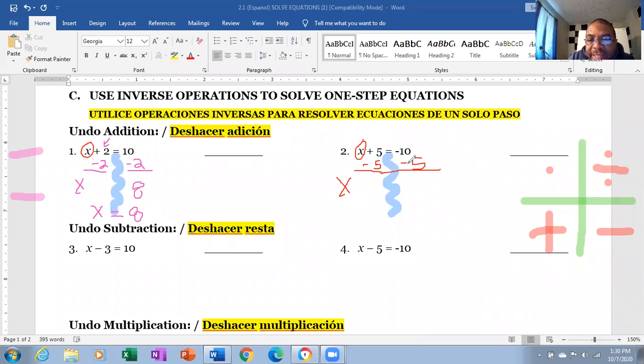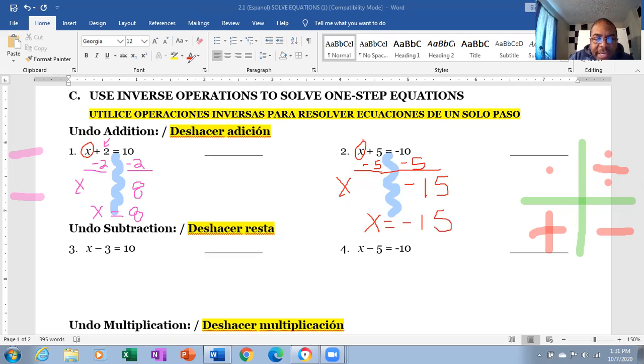And negative 10 minus negative 5 is negative 15. Now, think of it this way. If you owed somebody $10 and now you owe them an additional $5, you owe them $15. So you owe them $10 at first, you mess up, and now you owe them an additional $5. Now you owe $15. So x equals negative 15.